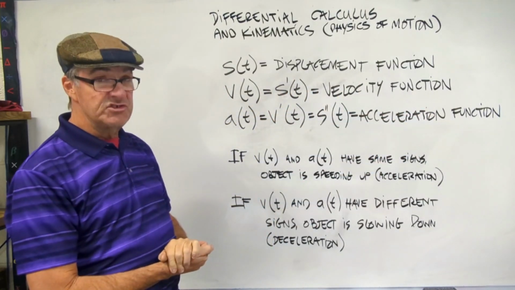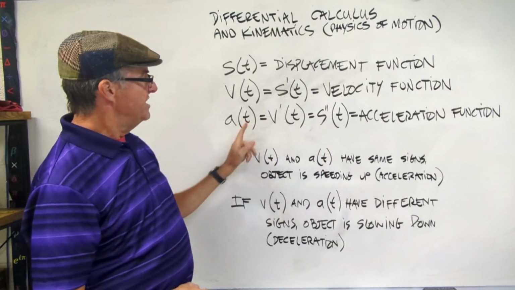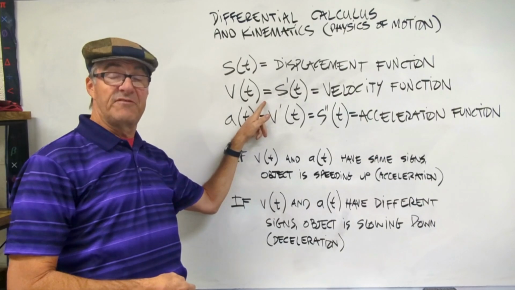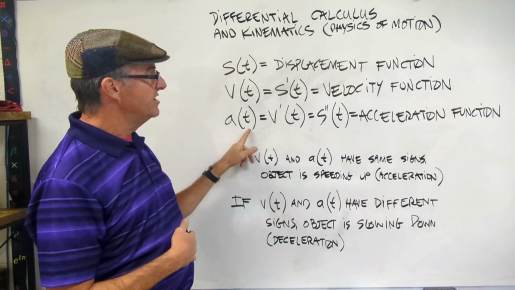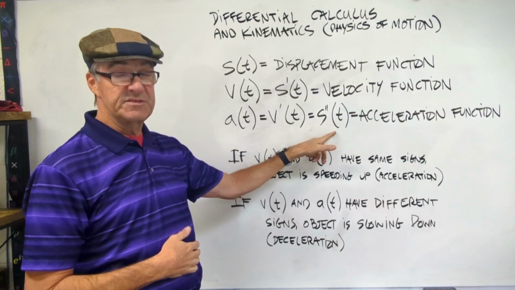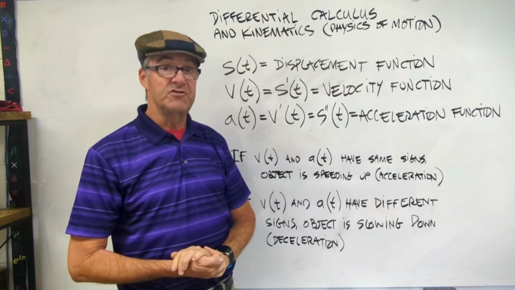Finally, the same relationship holds for acceleration. So the acceleration function is really the derivative of the velocity function. Since velocity is the derivative of displacement, acceleration is the second derivative of displacement. And this makes sense in terms of rates of change.